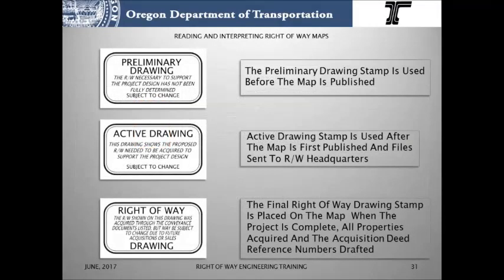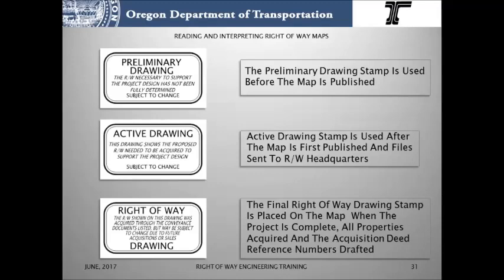Now there are 3 status stamps: preliminary, active, and right-of-way. Preliminary drawing, you probably won't see that on too many maps that you would pull out of FileNet. This was used before the map was officially published.